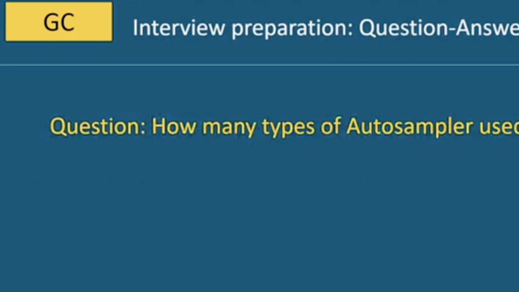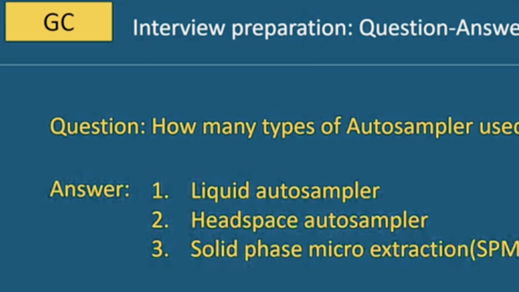Next question. How many types of auto sampler are used in gas chromatography? So there are three types. First is liquid auto sampler, second is headspace auto sampler, third one is solid phase micro extraction, SPME.